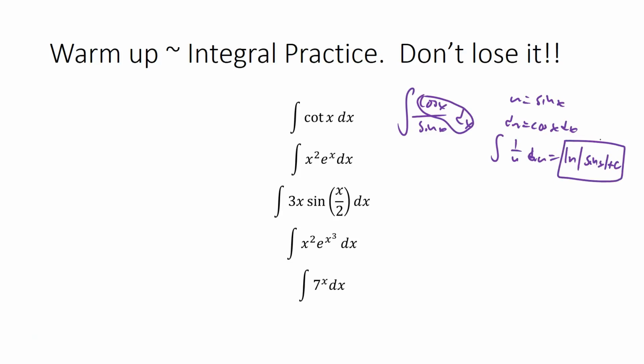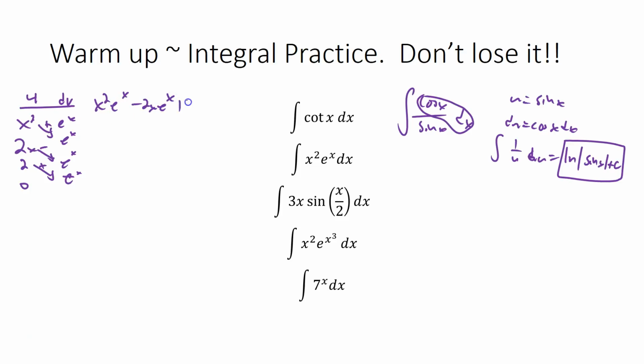There we go. Okay. Next one on the left, that's a great candidate for a table. So I have my u and I have my dv. The u is going to be x squared. And then that goes to 2x, and then to 2, and then to 0. We just finished down to 0. e to the x never changes. That's nice. And then we do positive, negative, positive. So we would have x squared e to the x, minus 2x e to the x, and then plus 2 e to the x, and then of course plus c.